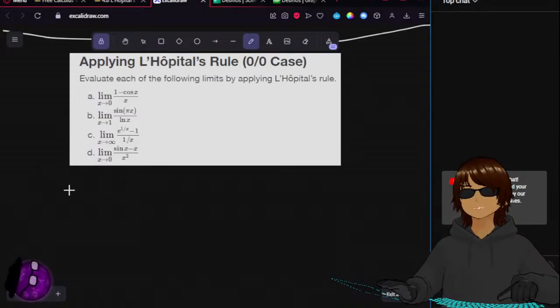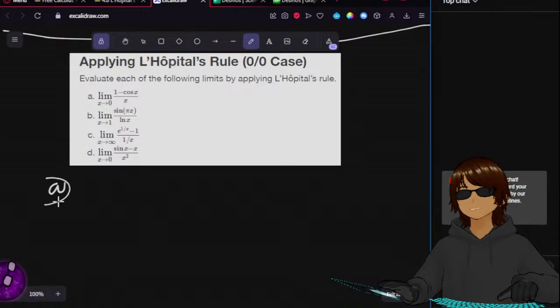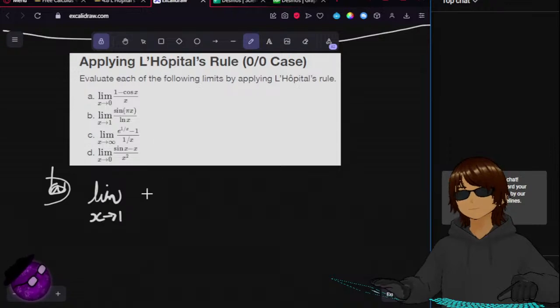So, evaluate the following limits. A. Let's do B first. B, x approaches a.